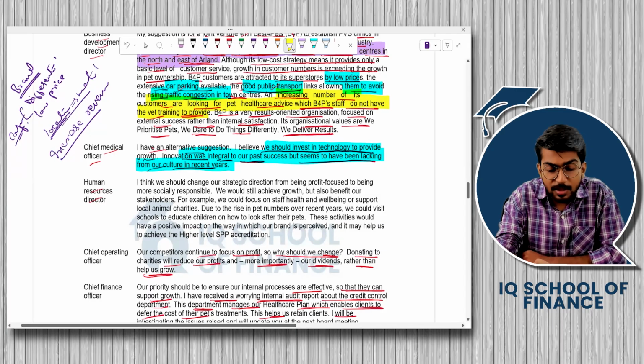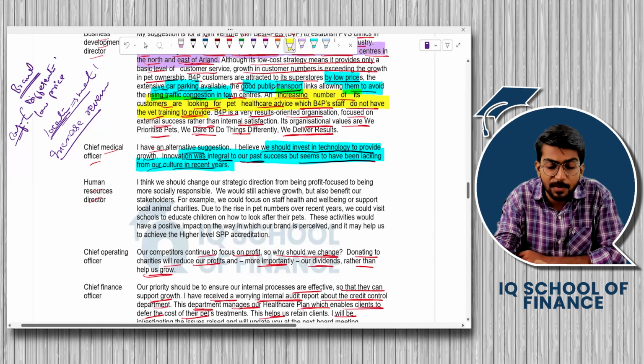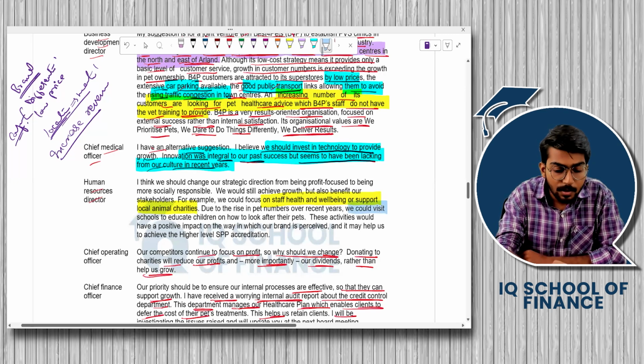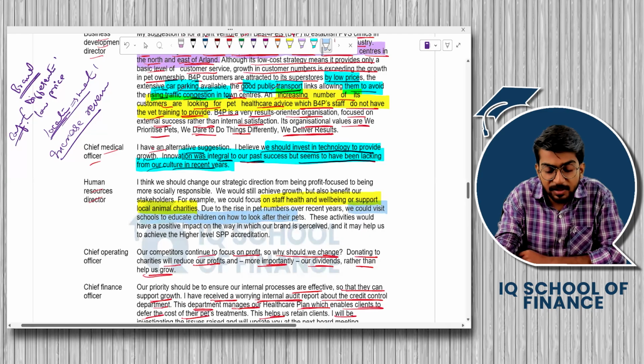I think we should change our strategic direction from being profit oriented to being more socially responsible. We would still achieve the growth but also benefit our stakeholders. For example, we could focus on staff health and well-being or support local animal charities. Due to the rise in the pet numbers over the recent year, we could visit schools to educate children on how to look after their pets.